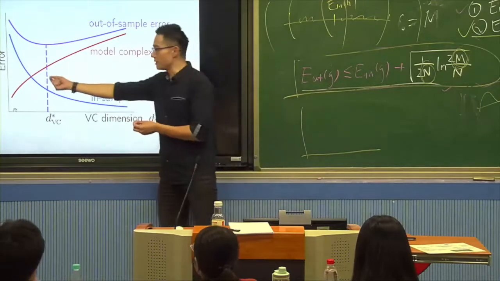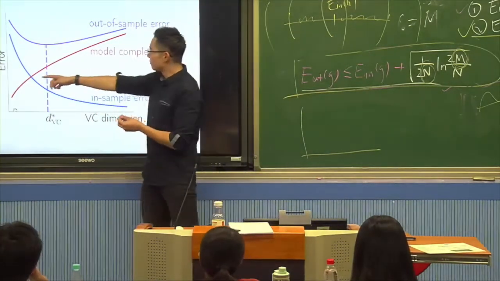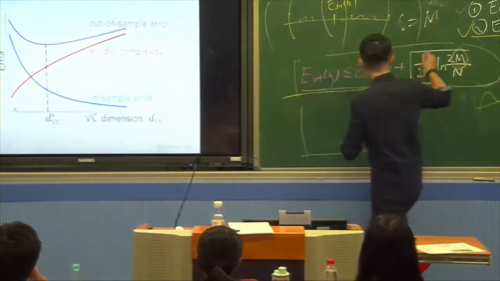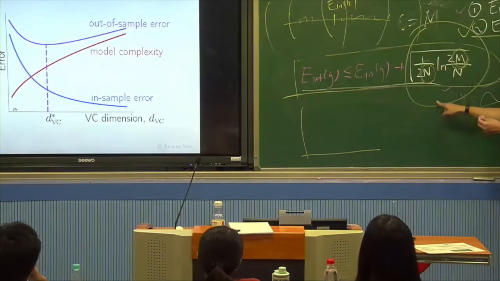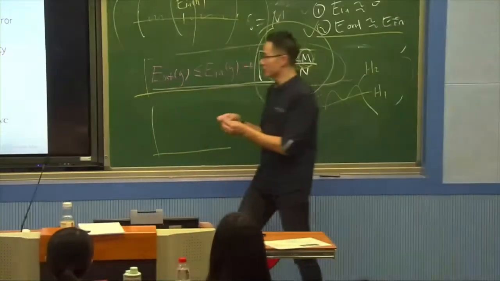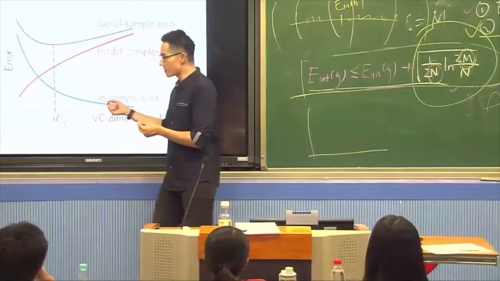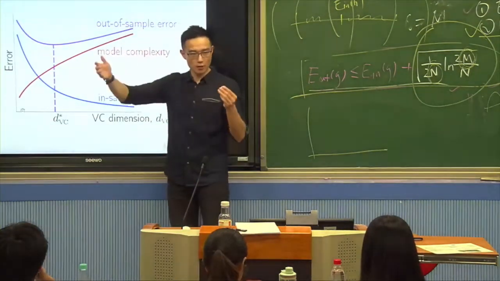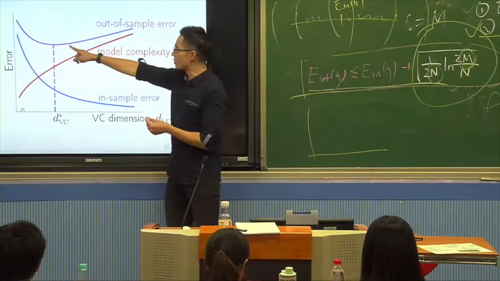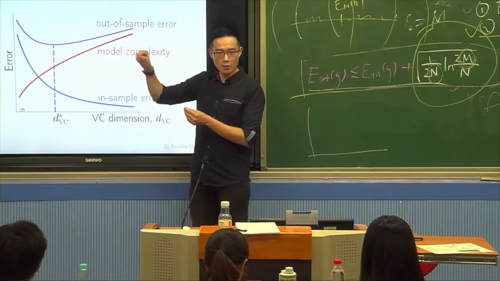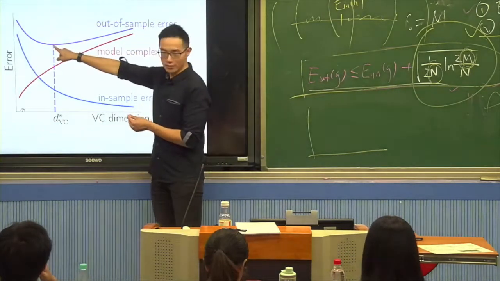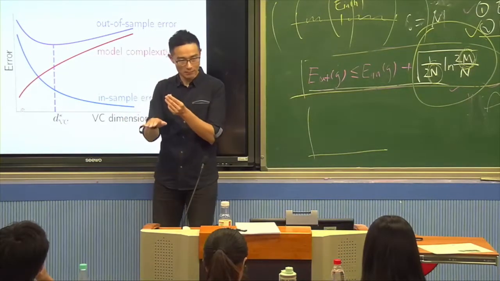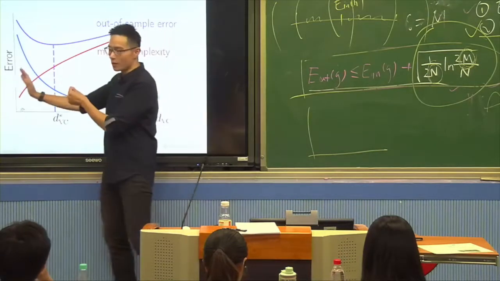But as we make E-in smaller and smaller, our model complexity goes up. This red line is the generalization bound. As our model becomes more and more complex, the generalization bound becomes larger and larger, so E-in and E-out are farther and farther apart, and the out-of-sample error actually increases in the end. Now our goal is to find this golden point, the middle point where the out-of-sample error is the minimum. So we should not choose a model that's too simple.